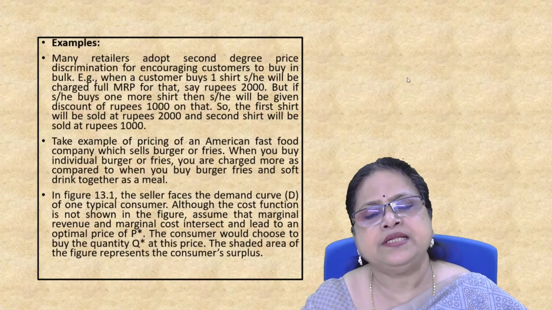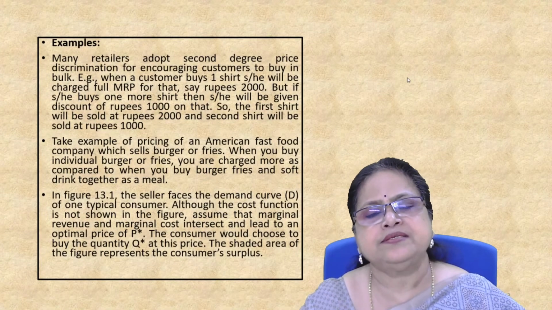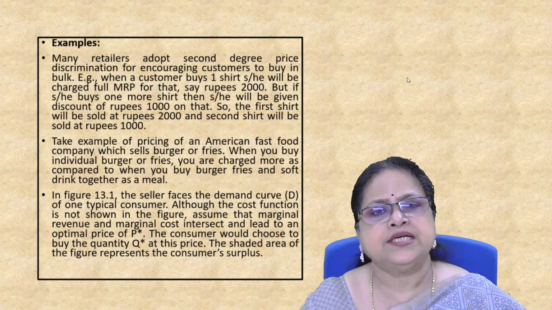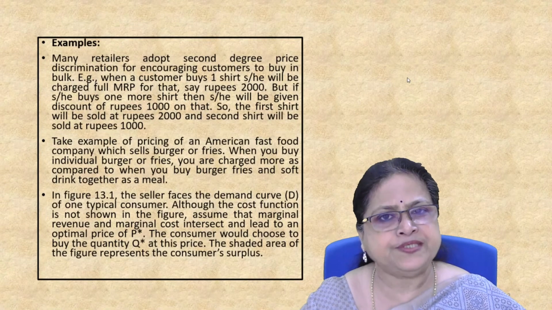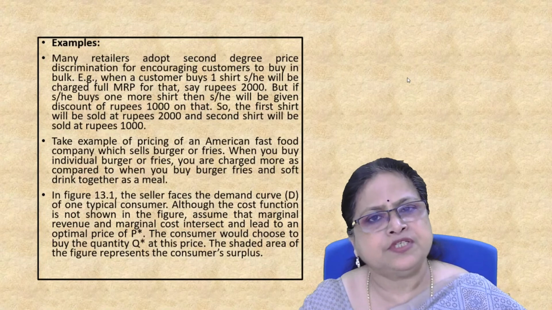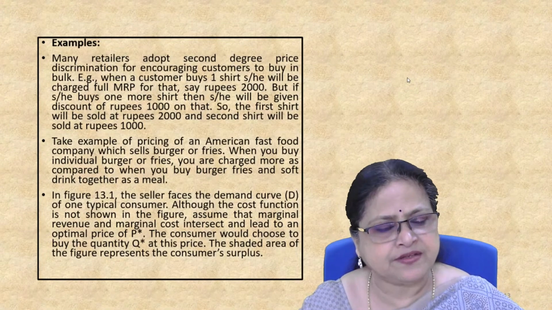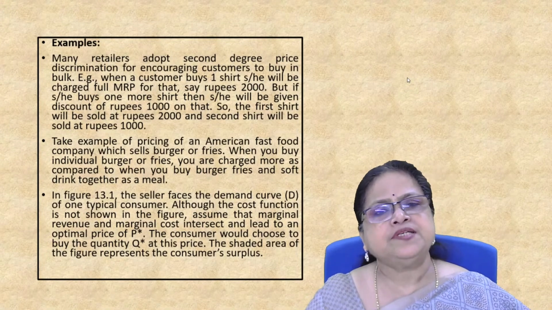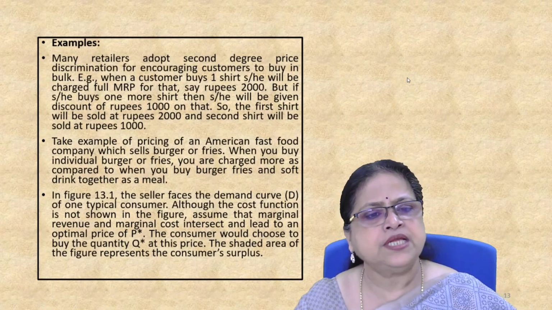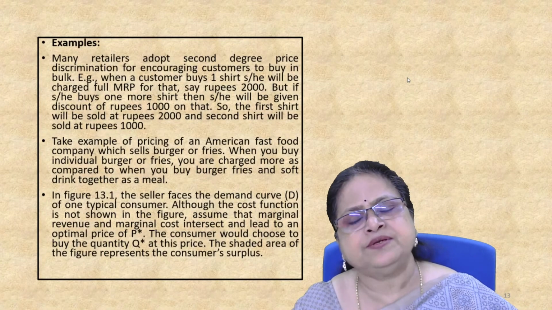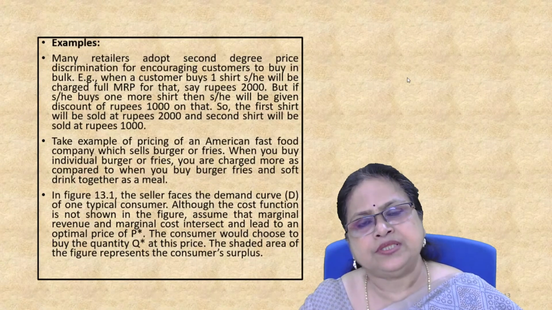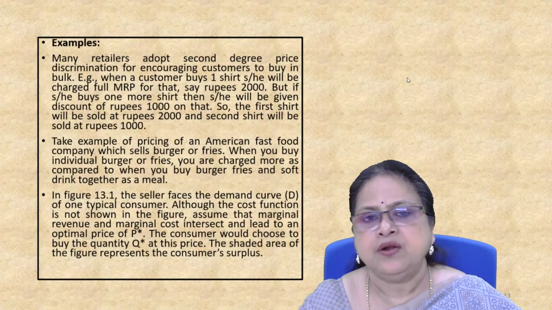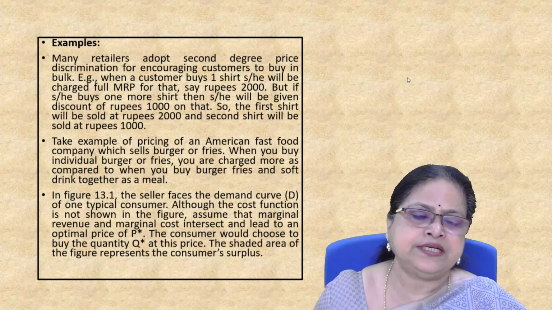So indirectly, the message is that the consumer thinks he is getting two shirts for 1500 rupees each. So he gets some consumer surplus, or some satisfaction out of that. Here the first shirt is actually charged 2000, and the second shirt is charged 1000, if you are buying the first shirt, not that you are buying the second one directly.